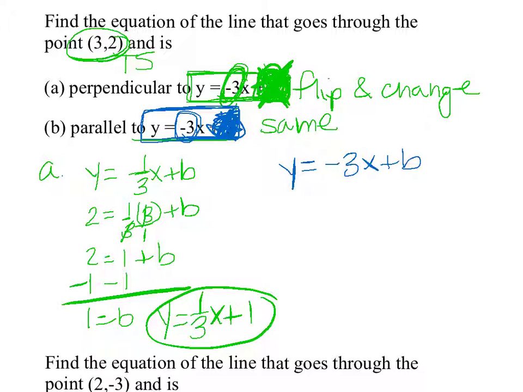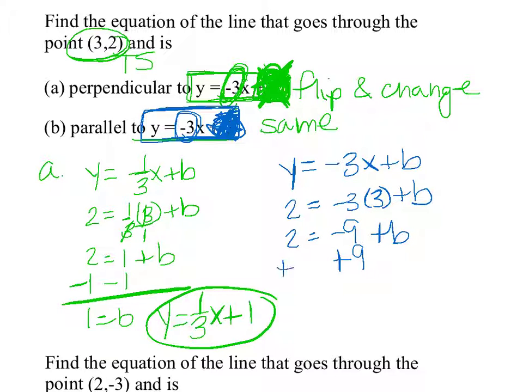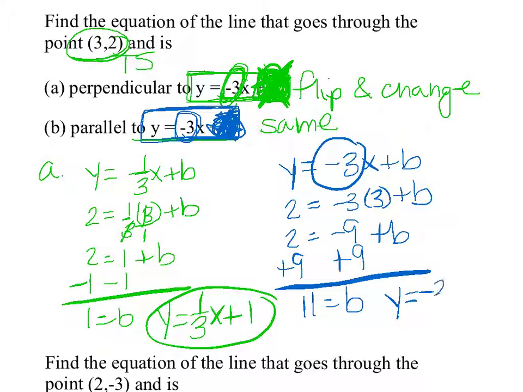Now that I have my slope there, I need my temporary solution. It says that y is 2 and x is 3. And then I solve. Negative 3 times 3 is negative 9 plus b. Add 9 to both sides. 11 equals b. So my equation is y equals, what was my slope again? Go back up. It was negative 3x plus 11. So there's my answer to B.